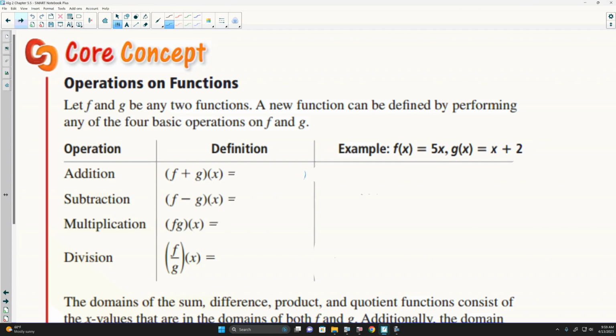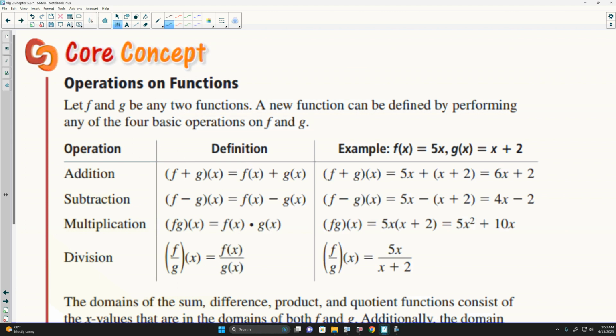What we're looking at today is operations of functions. Now, there's four main ones that we're going to look at today, and that's addition, subtraction, multiplication, and division. So I would mainly get the definitions down. You don't necessarily have to write the examples down.